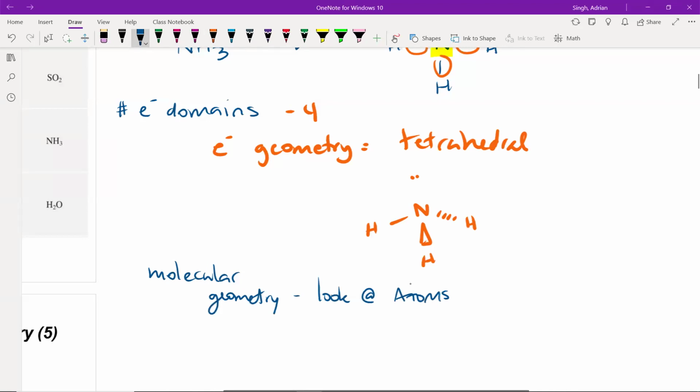Okay, so in this case, I have hydrogen, a nitrogen, hydrogen, and then another hydrogen here. So this is the shape I'm looking at. And this shape is not tetrahedral. This is actually a shape called a trigonal. And it's not planar because it's not flat, right? It kind of looks like a tripod.